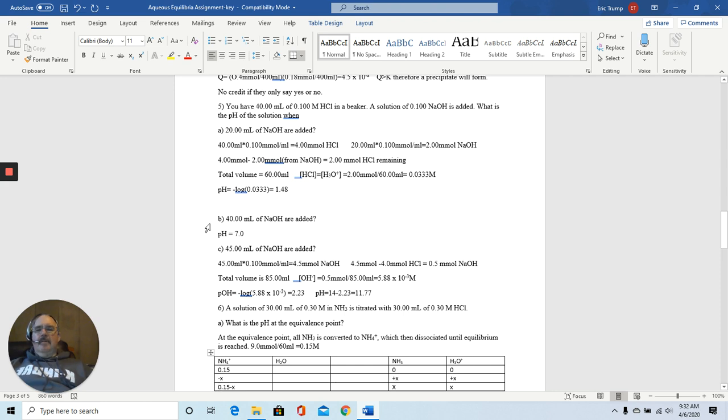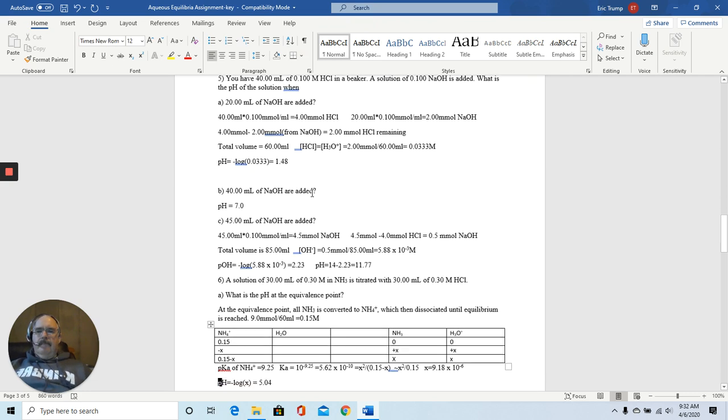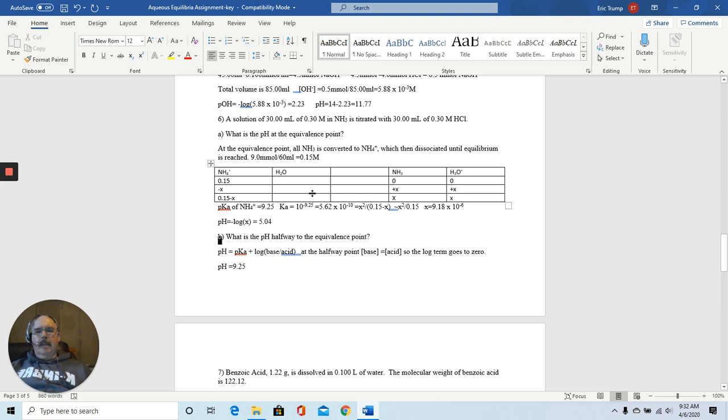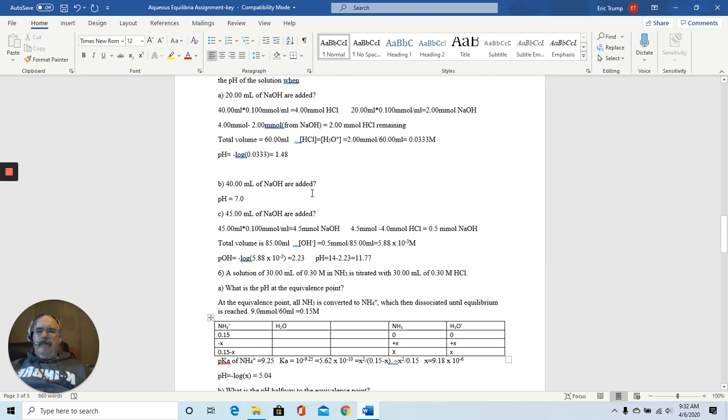So that's the amount, and we divide that by the total volume, which would be 40 plus 20 is 60. And that would be the concentration of HCl. Since HCl is a strong acid, that's also the hydronium concentration. So that's 0.0333. And if we take minus the log of that, 1.48. Okay, part B, we're at the equivalence point, and so the pH would be 7.